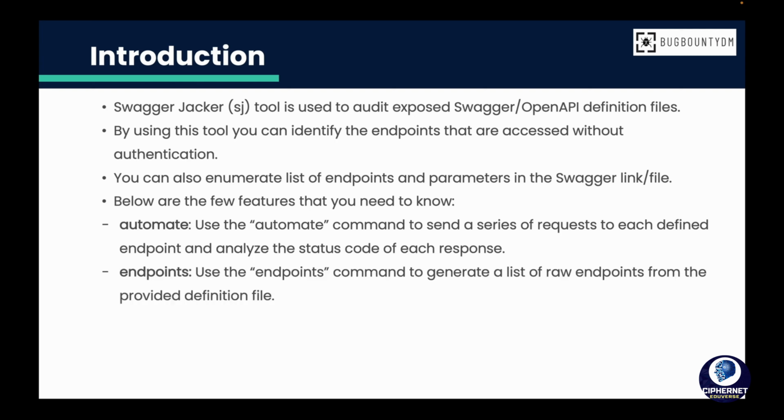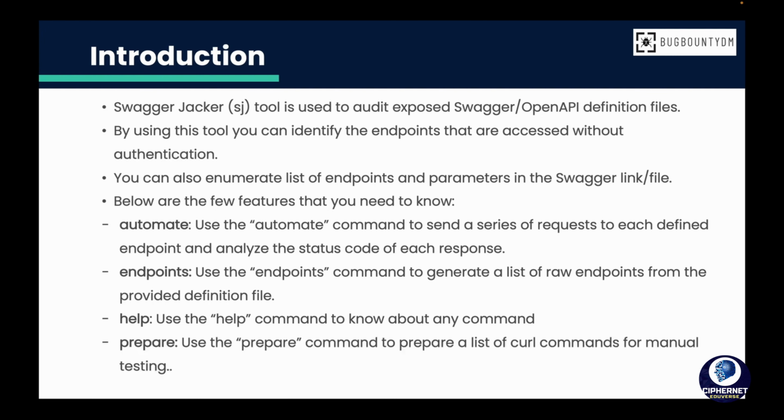The second option is endpoints. Use the endpoints command to generate a list of raw endpoints from the provided definition file, so you can enumerate all the endpoints inside the file or Swagger link. The next option is the help command, which is used to learn about the command options in the SJ tool. The fourth one is the prepare option, used to prepare a list of curl commands for manual testing.